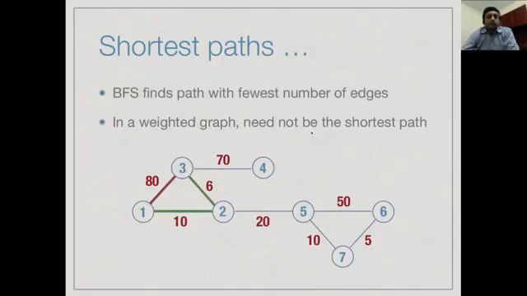For instance, in this example, we see that between 1 and 3 there is a direct edge, but its weight is 80. And we can find a shorter cost path from 1 to 3 by going via 2. So it has 2 edges, but the total cost is only 10 plus 6, which is 60. So the shortest path in a weighted graph need not be the shortest in terms of number of edges. We are talking about the sum of the costs along the edges. So we might have longer paths in terms of number of edges, but shorter total cost. And our goal is to compute such paths regardless of the actual length of the shortest path.